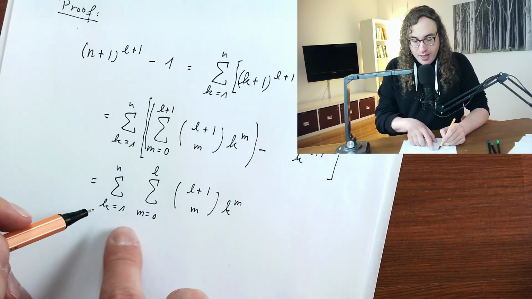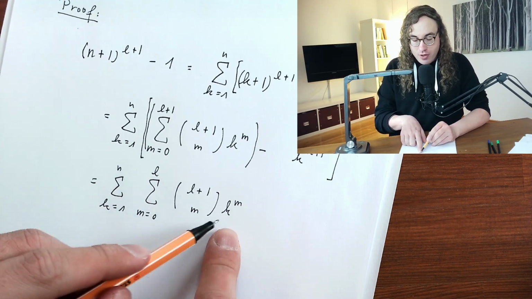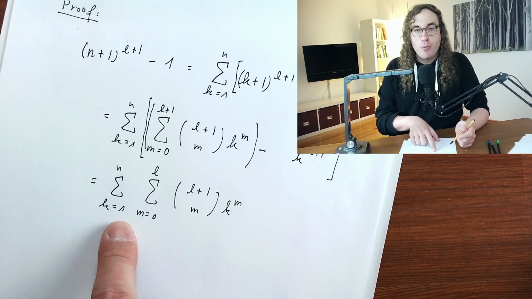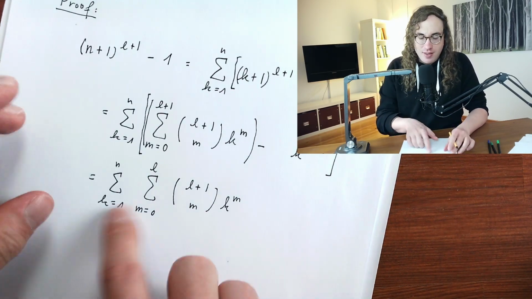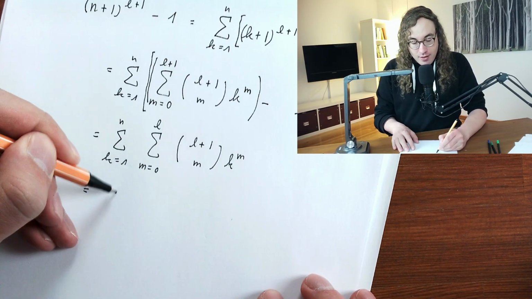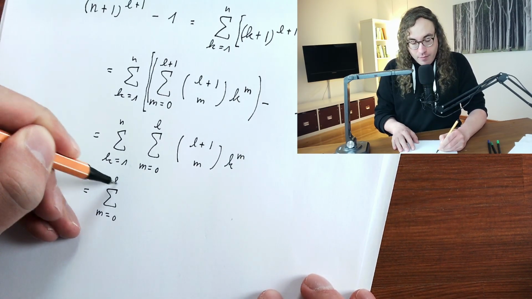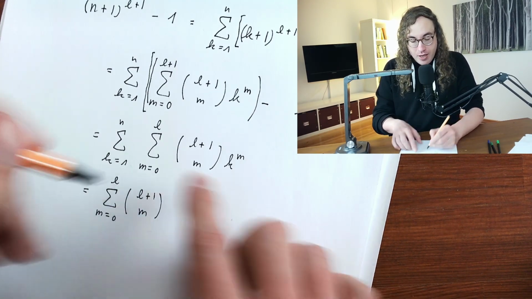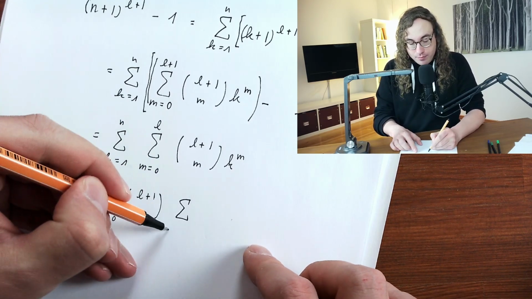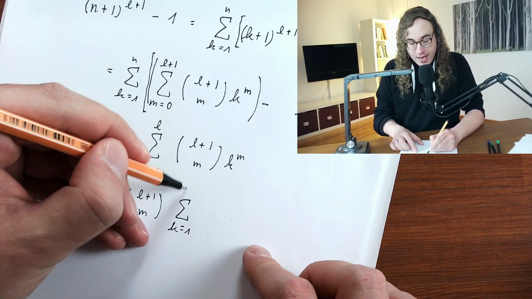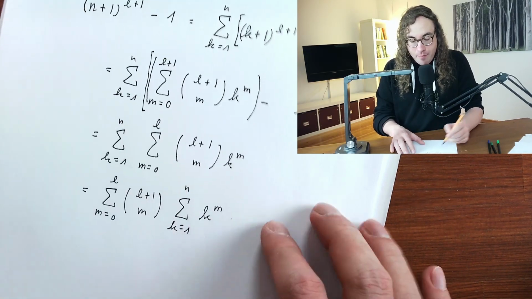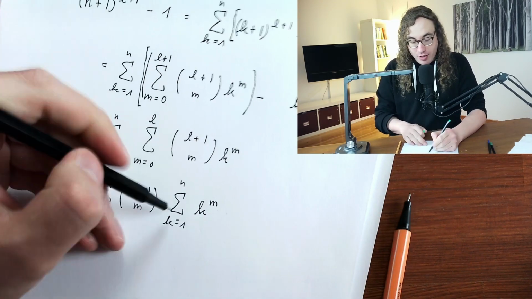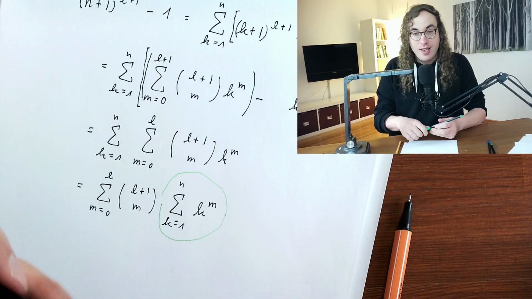Okay, and now I discover that all of these terms, the only thing which depends on k is this thing here, and here I have this sum over k, so I can swap the order of summation. This is harmless because these are only finite sums anyway. So I get the sum from 0 to l of l plus 1 over m, and now an additional sum. Now this sum goes from 1 till n of k to the m. And of course I recognize what this term is, because this is just a special instance of our function SL, in this case Sm.